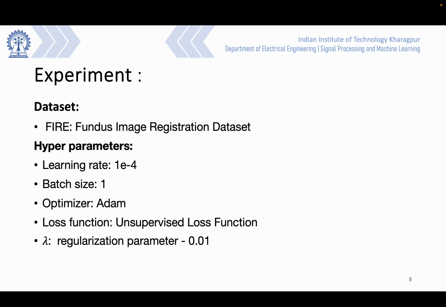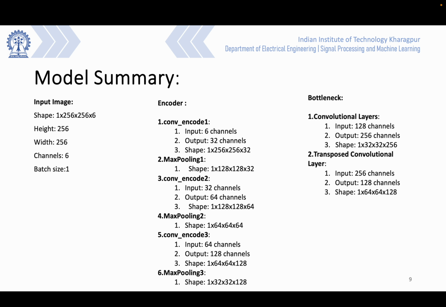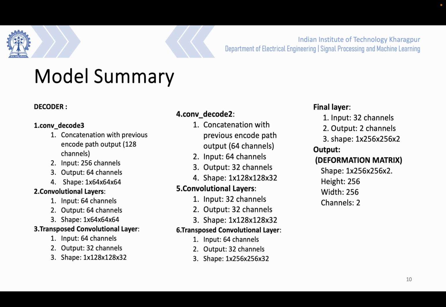Now, I conducted this entire method on my dataset, which is the FIRE dataset, and the hyperparameters which I used here are given as follows. This is my model summary. It's the same U-Net architecture that I have already shown before. Here you can see my output deformation matrix is of size 256 cross 256 cross 2, where 1 here is the batch size.